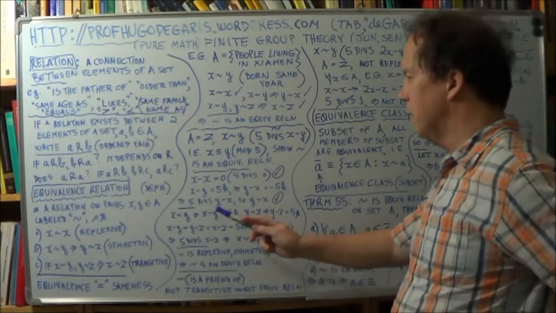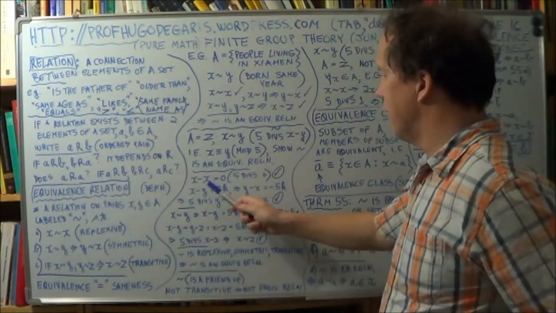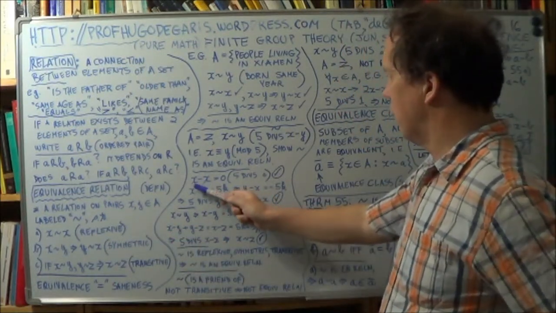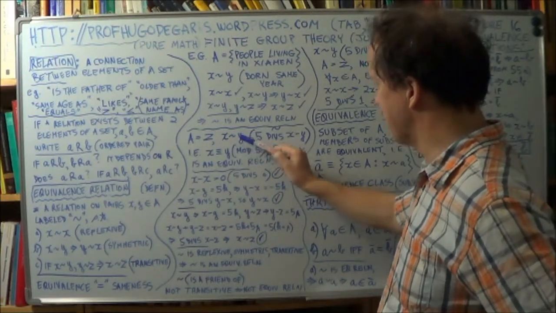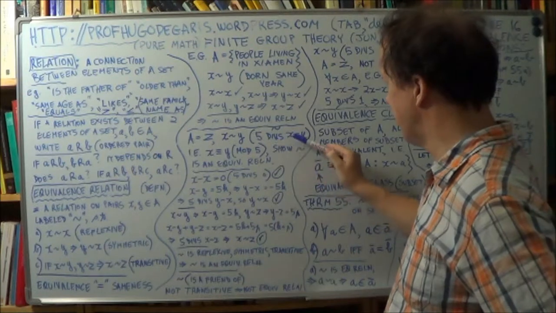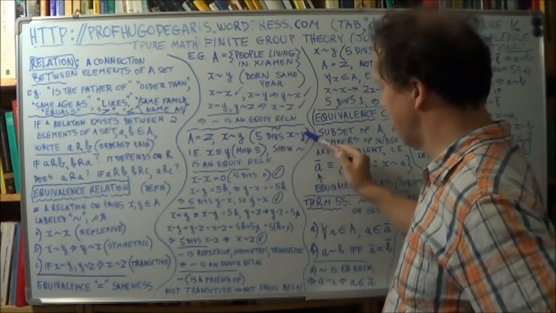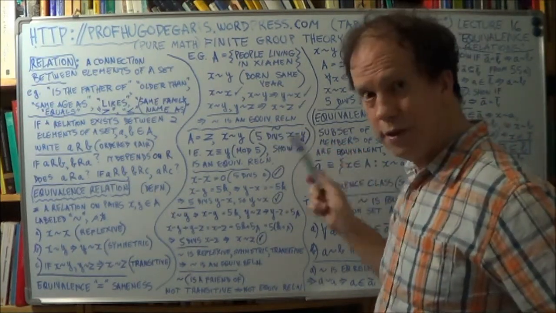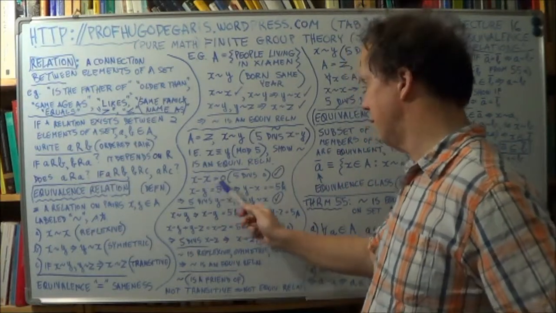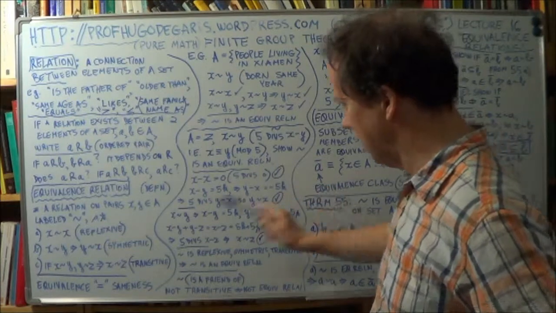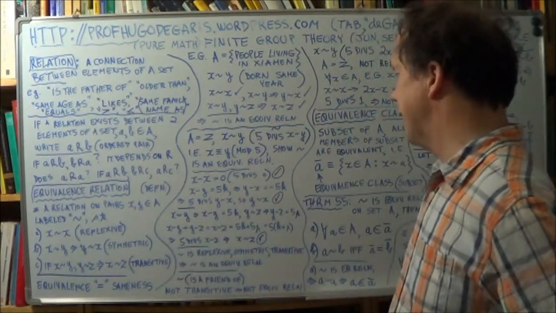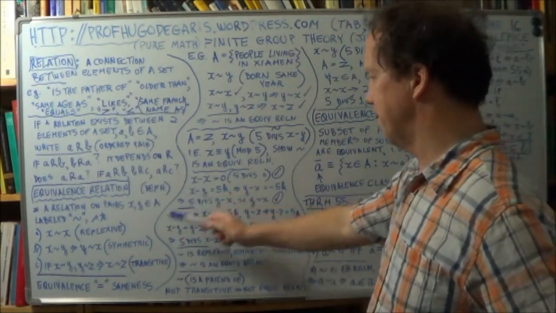Okay? Well, how about reflexive? What is x minus x? x tilde x would mean 5 divides x minus x. Well, x minus x is 0, and 5 does divide 0. Right? 5 does divide 0. So that's okay. Tick. So it's reflexive. Now, how about symmetric?